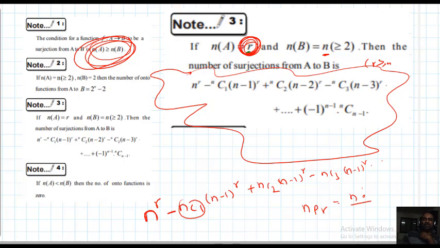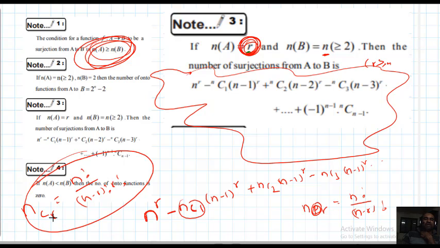n factorial by n minus r factorial only. But the new thing is C; here P, here C. P stands for permutation, C stands for combination. I will just write the formula. nCr means n factorial by n minus r factorial into r factorial. You should remember this, that's all.